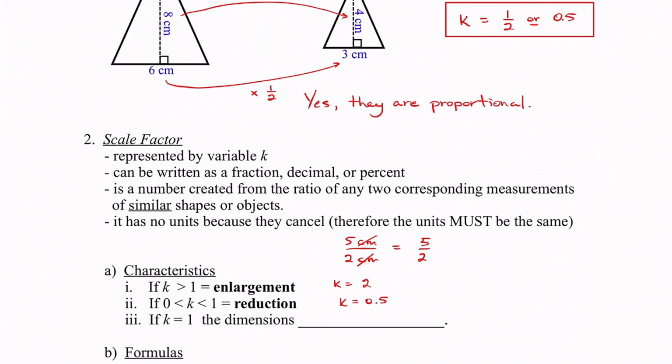And then the last characteristic is if k is equal to 1. So imagine if you took something and you multiplied by 1. Let's do a quick example. We could take maybe 5 centimeters, times this by 1, and we get out 5 centimeters. So it didn't actually change. Anytime you multiply by 1, it's not going to change. So the dimensions for something that has a scale factor of 1 just stay the same.